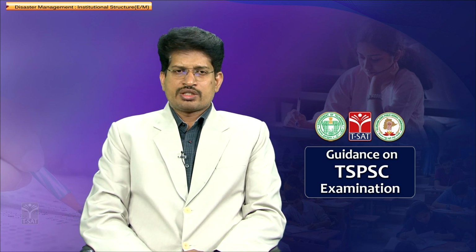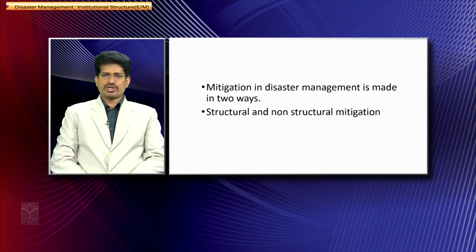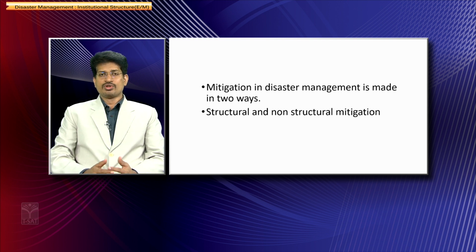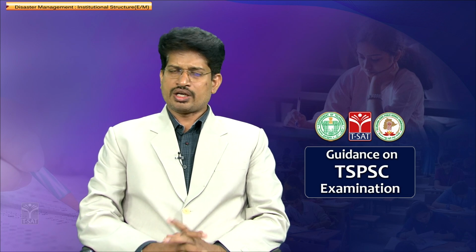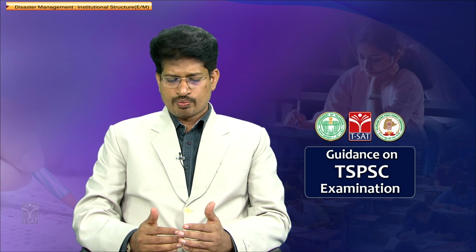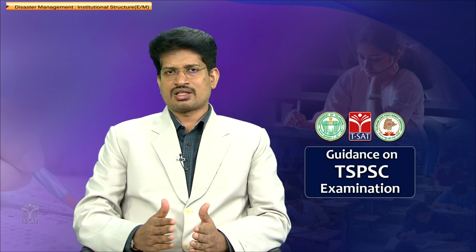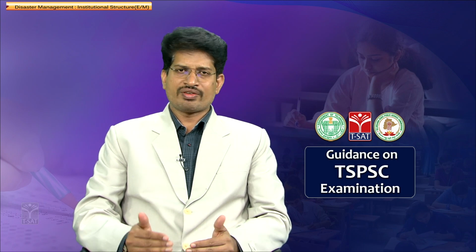Mitigation of disaster management is made in two ways. One is structural and the second is non-structural mitigation. So, when the classification is being asked in terms of mitigative measures, you must be able to differentiate between structural mitigation and non-structural mitigation. To make you understand, you know what mitigation is. Mitigation is certain steps which you are going to take before the occurrence of the disaster and after the occurrence of the disaster to minimize the loss of life and property.